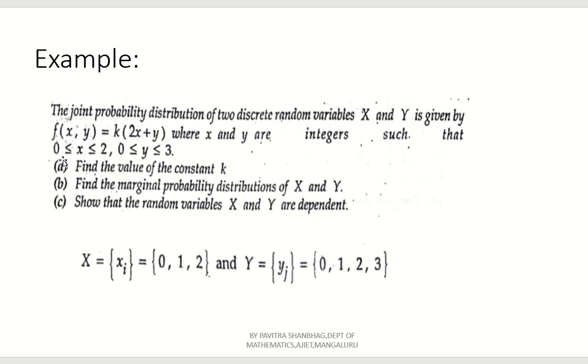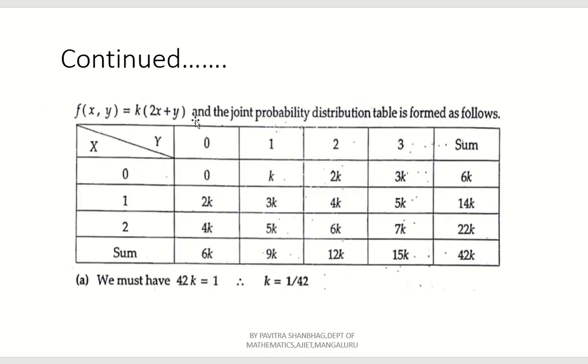Okay, now first you have to find what x values it takes, that means x1, x2, x3 like that. Similarly, what y values it takes. After that, with the help of this given condition, you have to construct a table. That is very, very important. So here capital X takes the values 0, 1, 2, because x takes values from 0, 1, 2. Even y takes 0, 1, 2, 3. Now construct a joint probability distribution, that is f of xy equal to k into 2x plus y. The joint probability distribution table: see here, x values you have to write 0, 1, 2 and sum. Y values are 0, 1, 2, 3 and here sum.